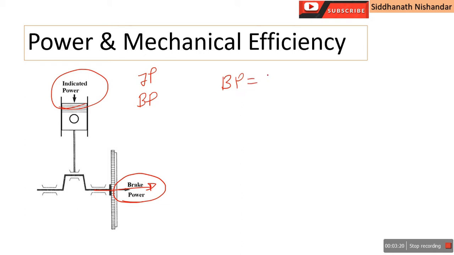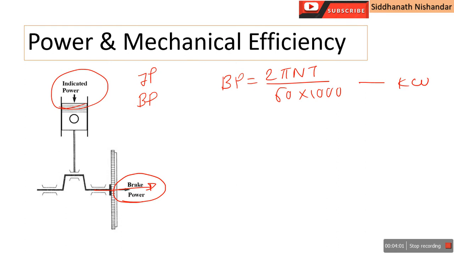I write the formula of brake power as 2 pi N T upon 60 into 1000, which gives the power in kilowatt. Power is generally defined as the rate of doing work, equal to the product of force and linear velocity, or the product of torque and angular velocity. The force or torque is measured with the help of dynamometers, maybe a rope brake dynamometer or a hydraulic dynamometer, and the speed is measured by a tachometer. So the brake power formula is 2 pi N T upon 60 into 1000.